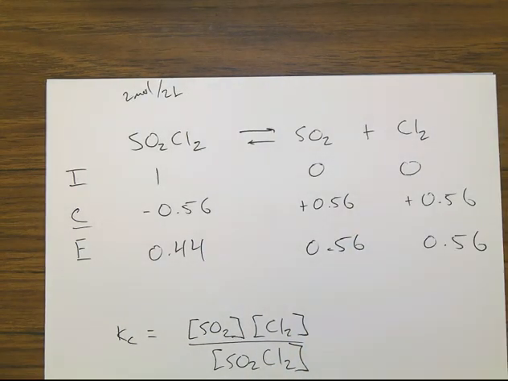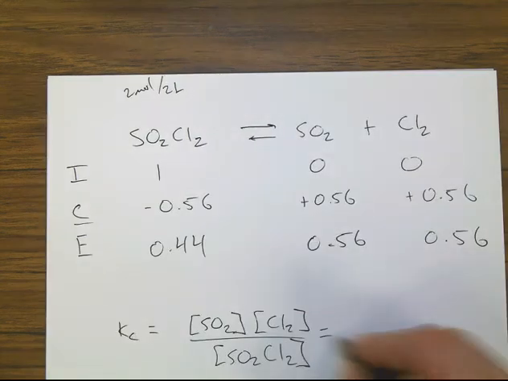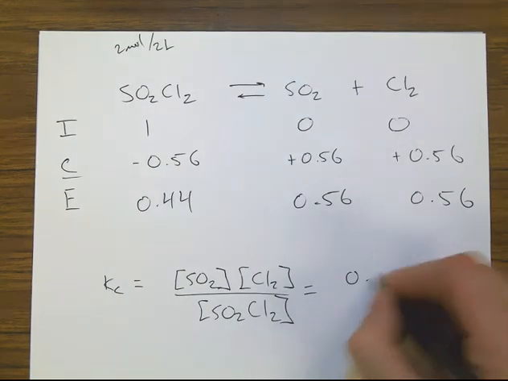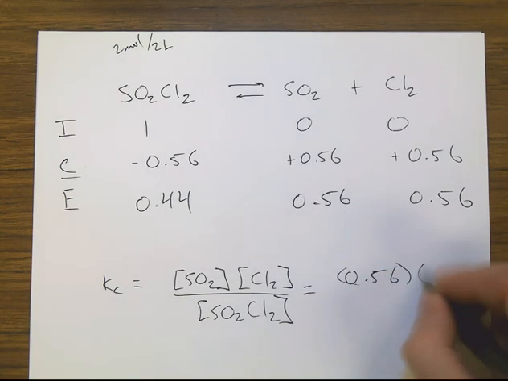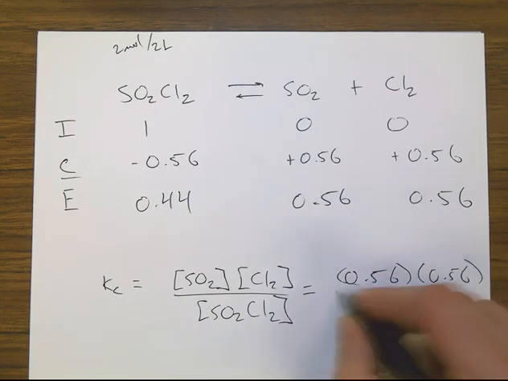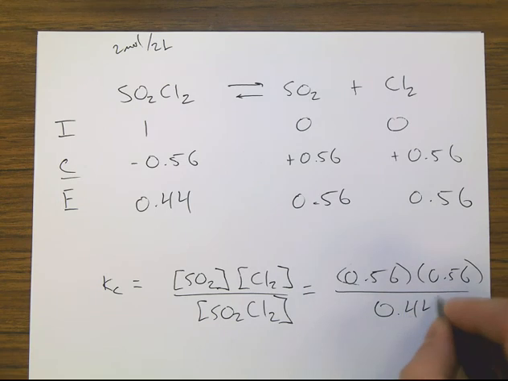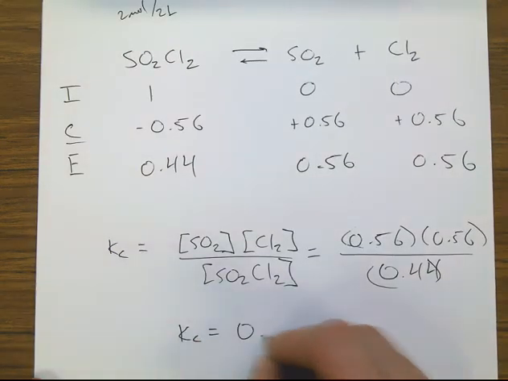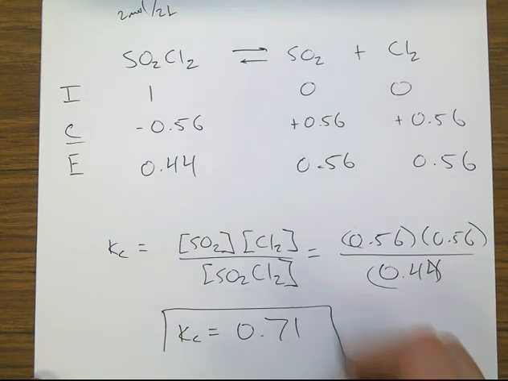Now all you have to do is plug it into your equilibrium constant. So I'm going to take these numbers and plug them in. So it's 0.56 times 0.56 divided by 0.44. I do my math, and I find the equilibrium constant is 0.71. If you have any other questions, please let me know.